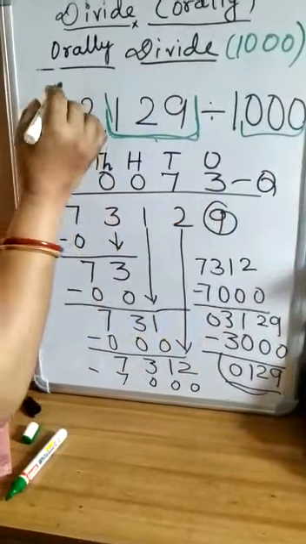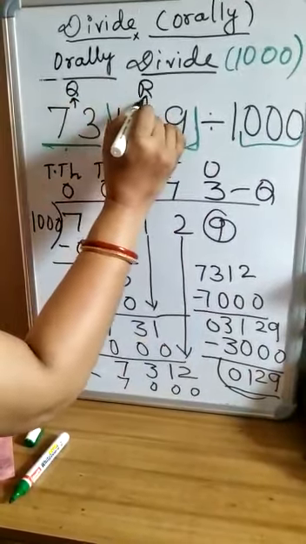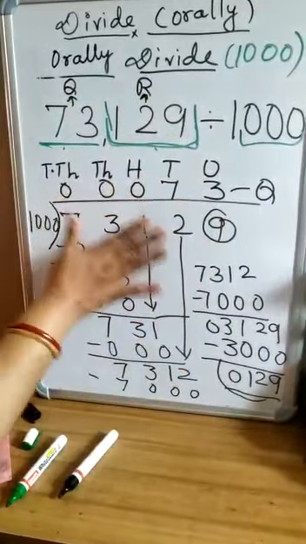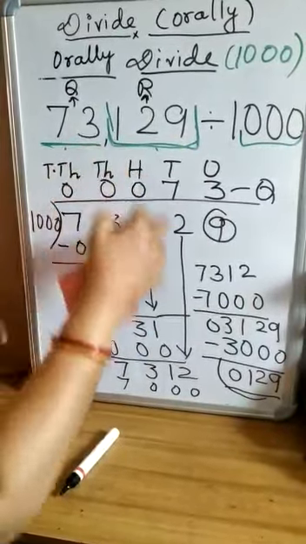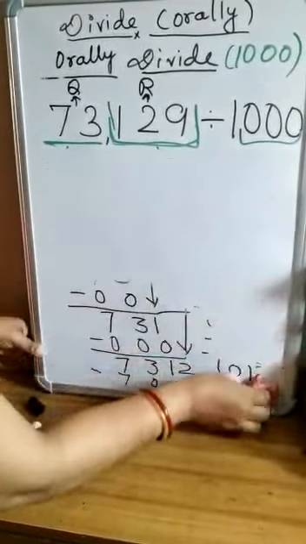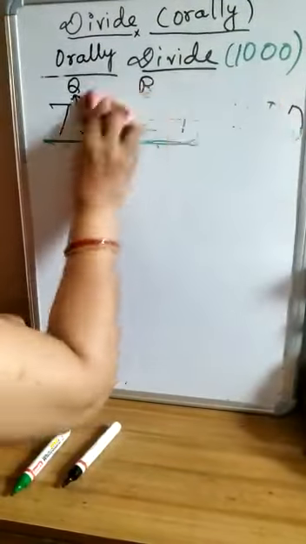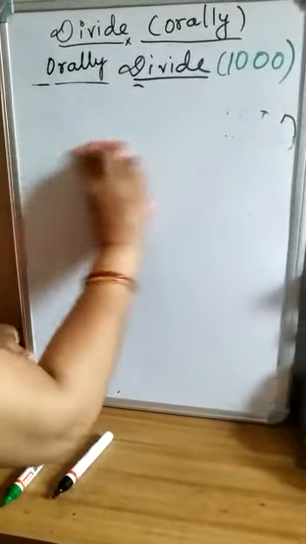Similarly, we have done it orally, this is the quotient and this is the remainder, right? So this is the method, but when you are asked to do it orally, you have to write down the direct quotient and remainder of the division. Okay, now let us come to the point.